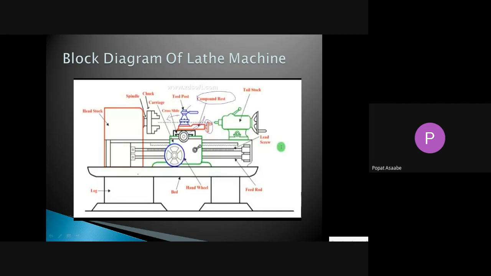Okay, then that angle is called the taper angle. Okay, then we have to give the taper angle to the compound rest, and then we have to rotate this hand wheel to give the feed to that single point cutting tool. Okay.